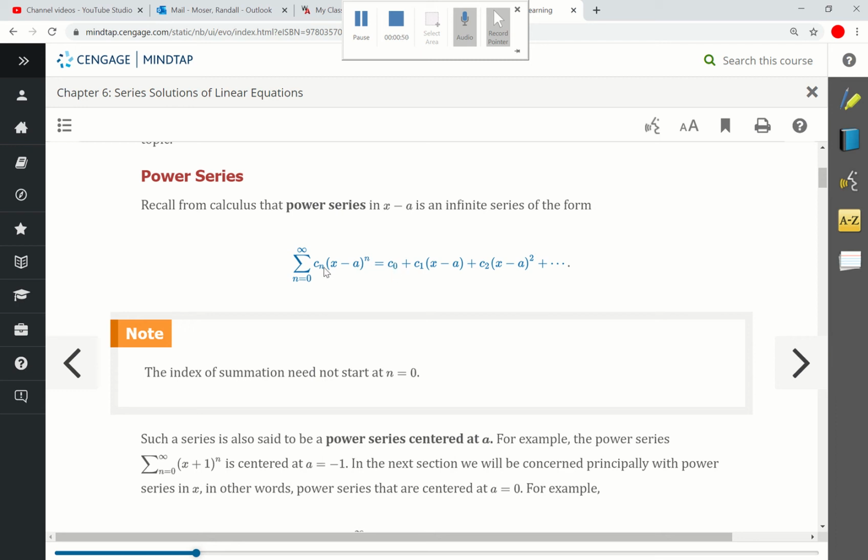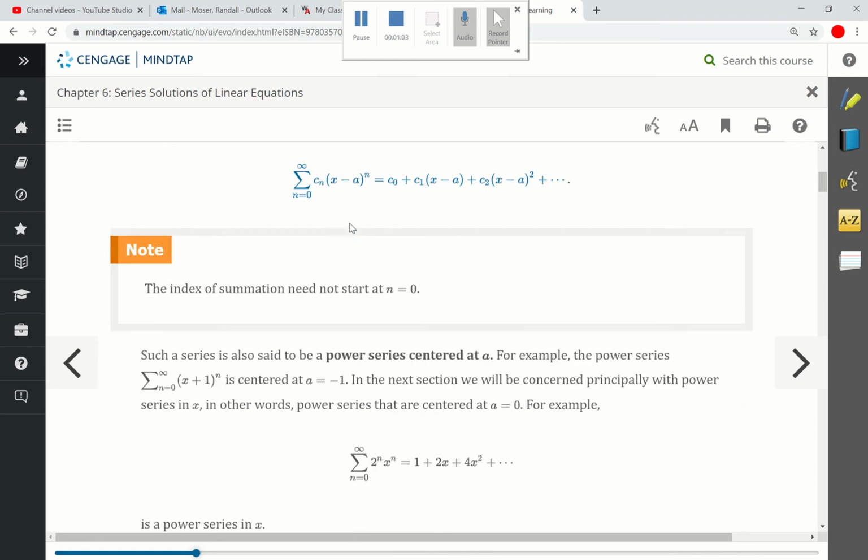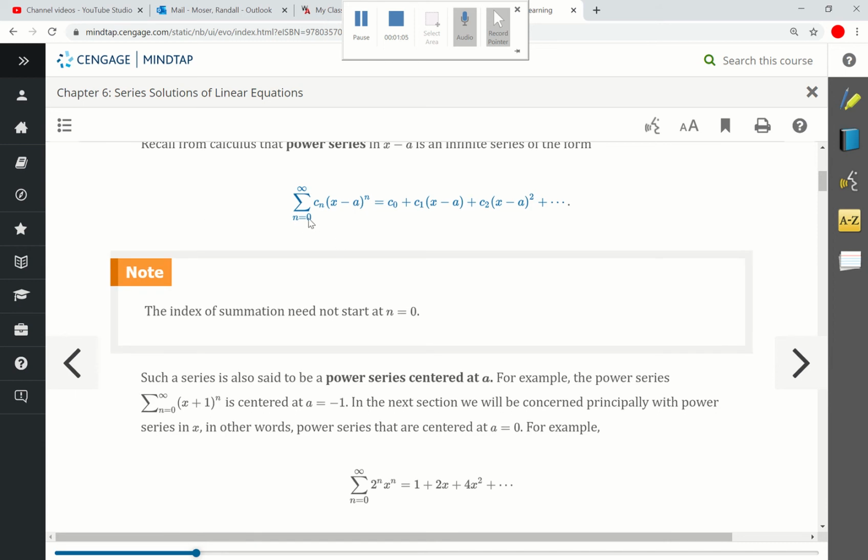When n is 1, we get c1 times x minus a to the first. When n is 2, we get c2 times x minus a to the second power, etc. Okay, so this is what we mean by a power series. And it's important to note, and we'll have to pay attention as we move throughout this chapter, what the index of summation is and where it starts. It does not necessarily need to start at 0.